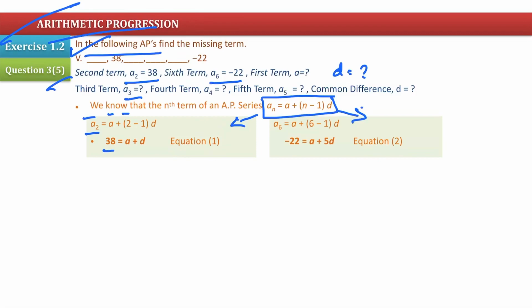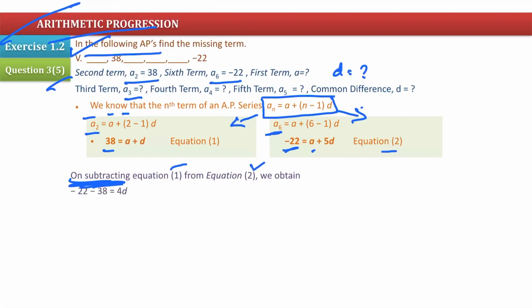Here the same formula I am using for A6. A6 is equals to A plus 6 minus 1 into D. The A6 value we know is minus 22, A remains the same, and 6 minus 1 into D becomes 5D. So this I am going to consider as equation 2. So on subtracting equation 1 from equation 2, we obtain like this: minus 22 minus 38, which is minus 60. So the D value becomes minus 15.